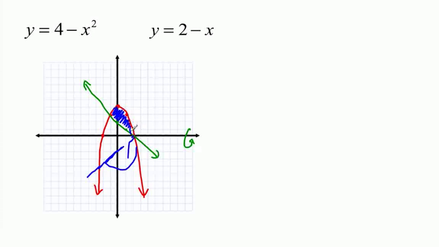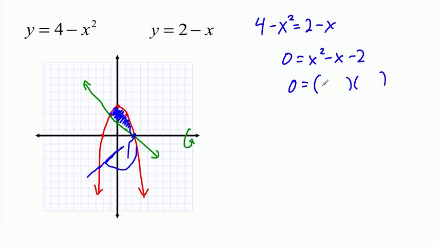So we need to know where these are going to intersect. Now on this graph it's really easy to see. It goes from -1 to 2. But if we didn't graph this, how would you do that? Well, these are both equal to y, so I can set them equal to each other. So 4 minus x squared equals 2 minus x. Add x squared to both sides, subtract 4, so you get 0 equals x squared minus x minus 2. Factor it, you end up getting x minus 2 times x plus 1, which gives you x equals 2 and -1. So it's going to go from -1 to 2.